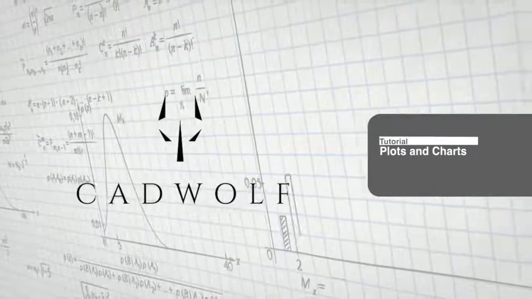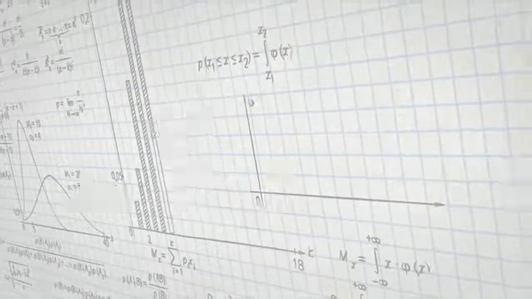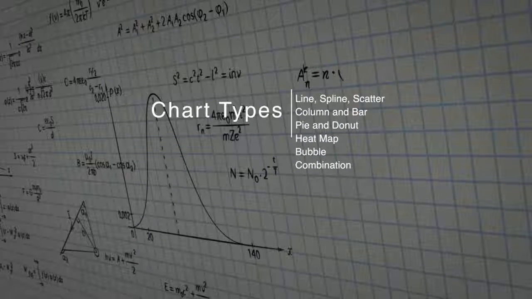Welcome to the CADWOLF tutorial on two-dimensional plots and charts. CADWOLF has the ability to create and display all of the standard types of charts. This includes everything from lines and splines to columns and bars, pies and donuts, as well as heat maps, bubble charts, and what we call combination charts.